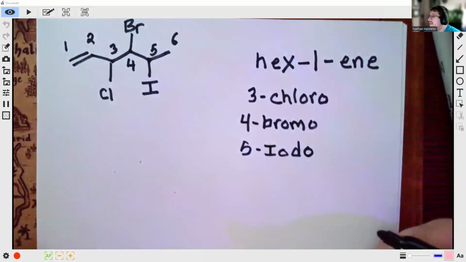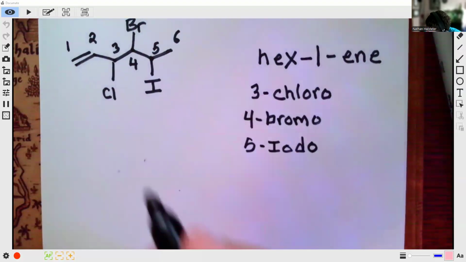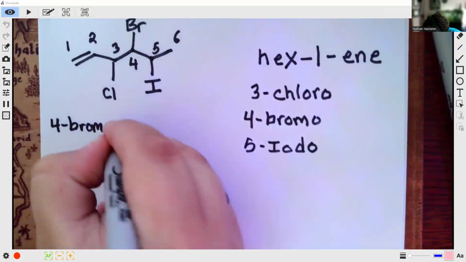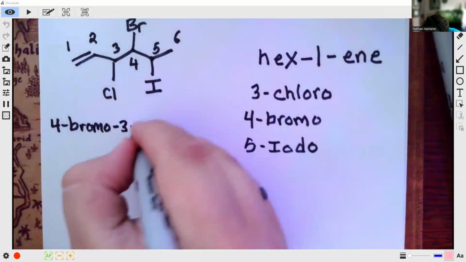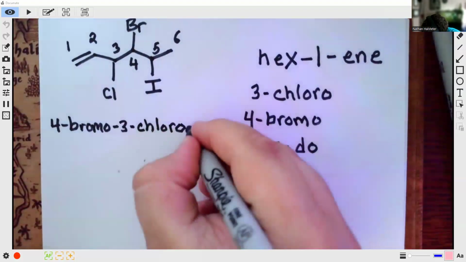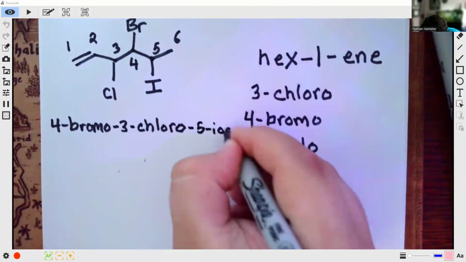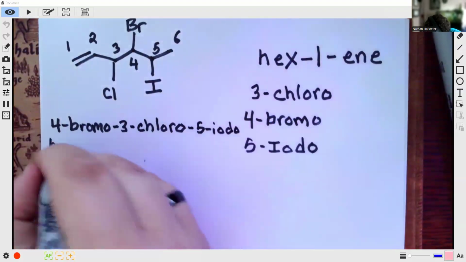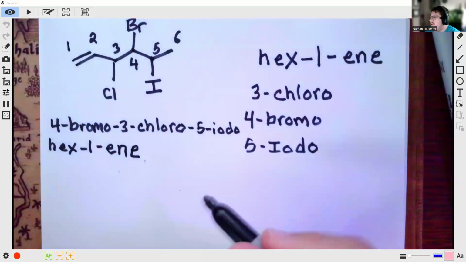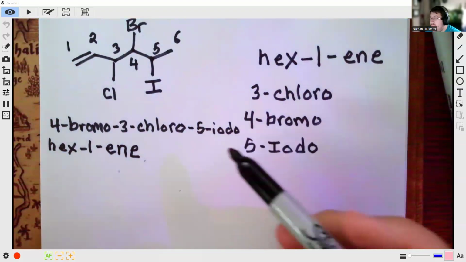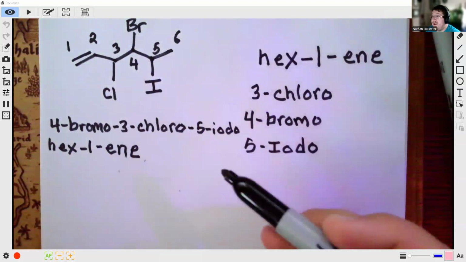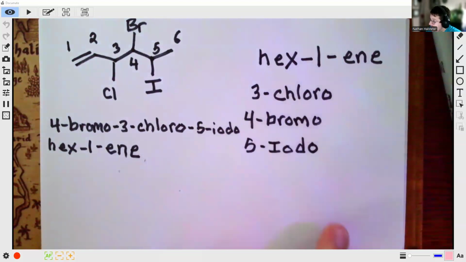Now I'm going to put that together in the proper alphabetical order. So our total name should be 4-bromo, 3-chloro, 5-iodo, hex-1-ene. You could do it the older way too if you're comfortable or more familiar with that. All right. Hopefully this was maybe a little bit more challenging, but these are things I would expect you to be able to do. All right.